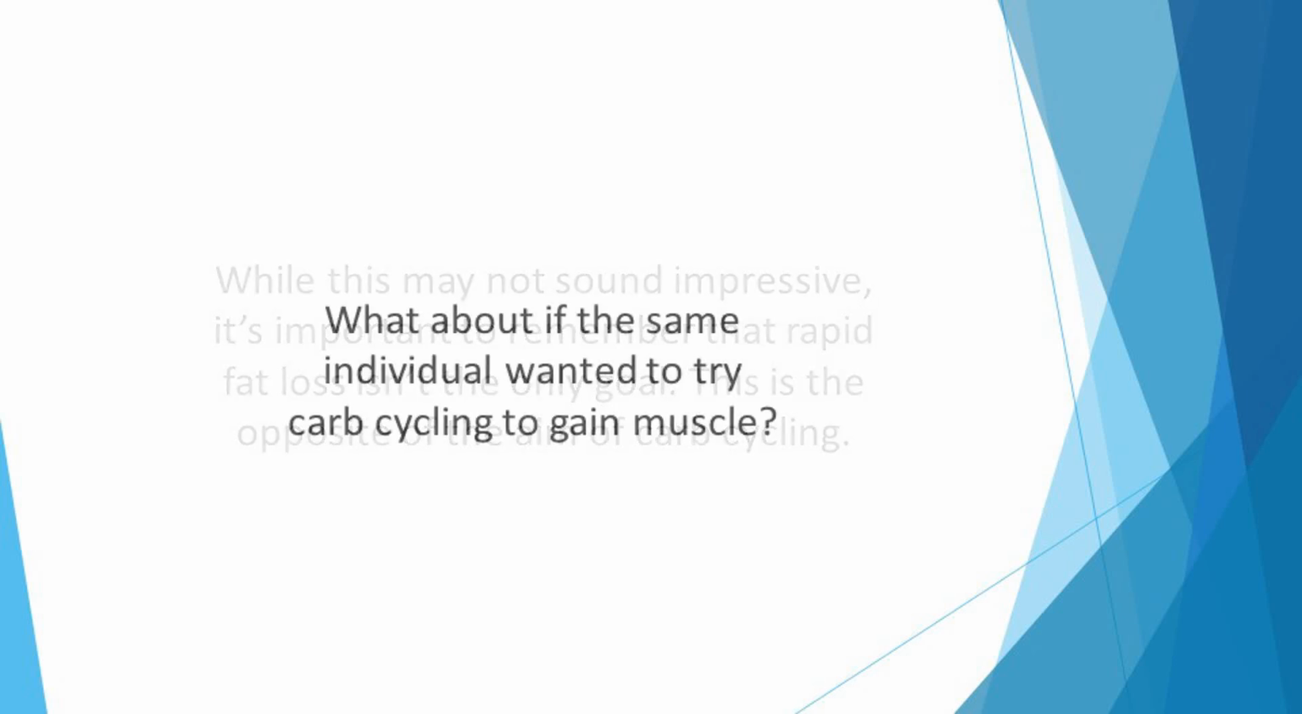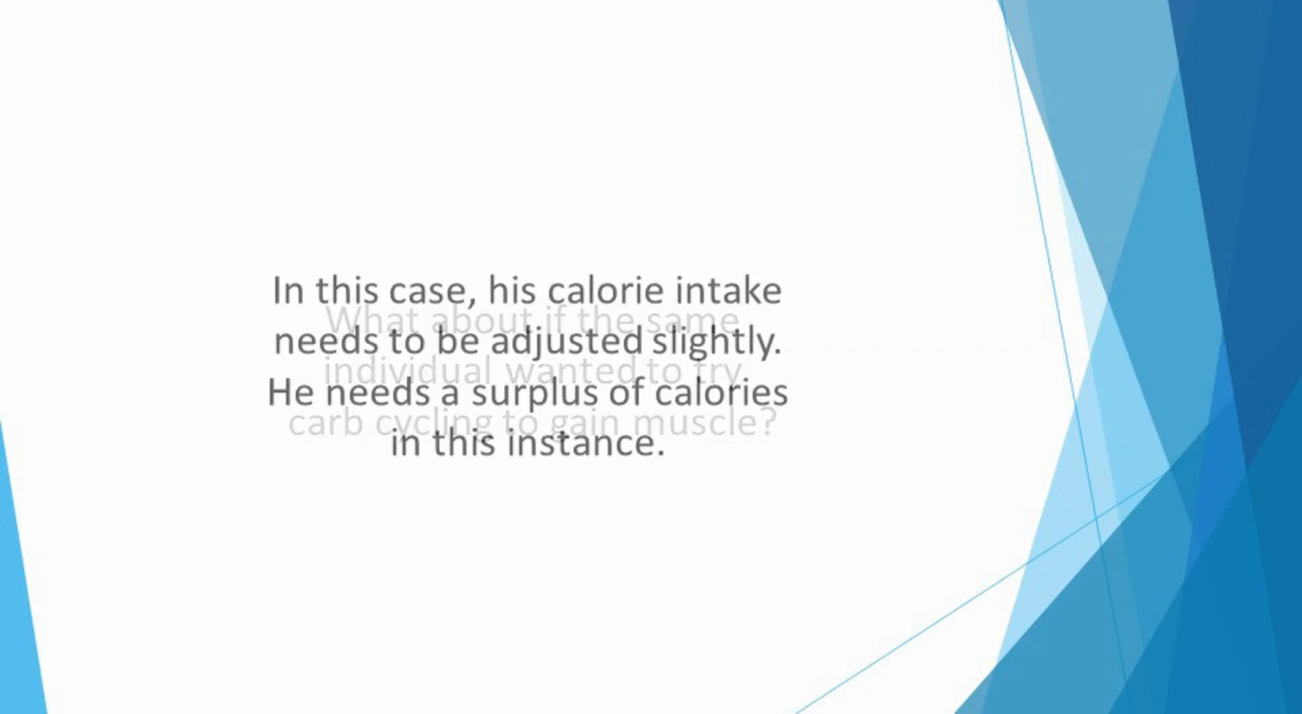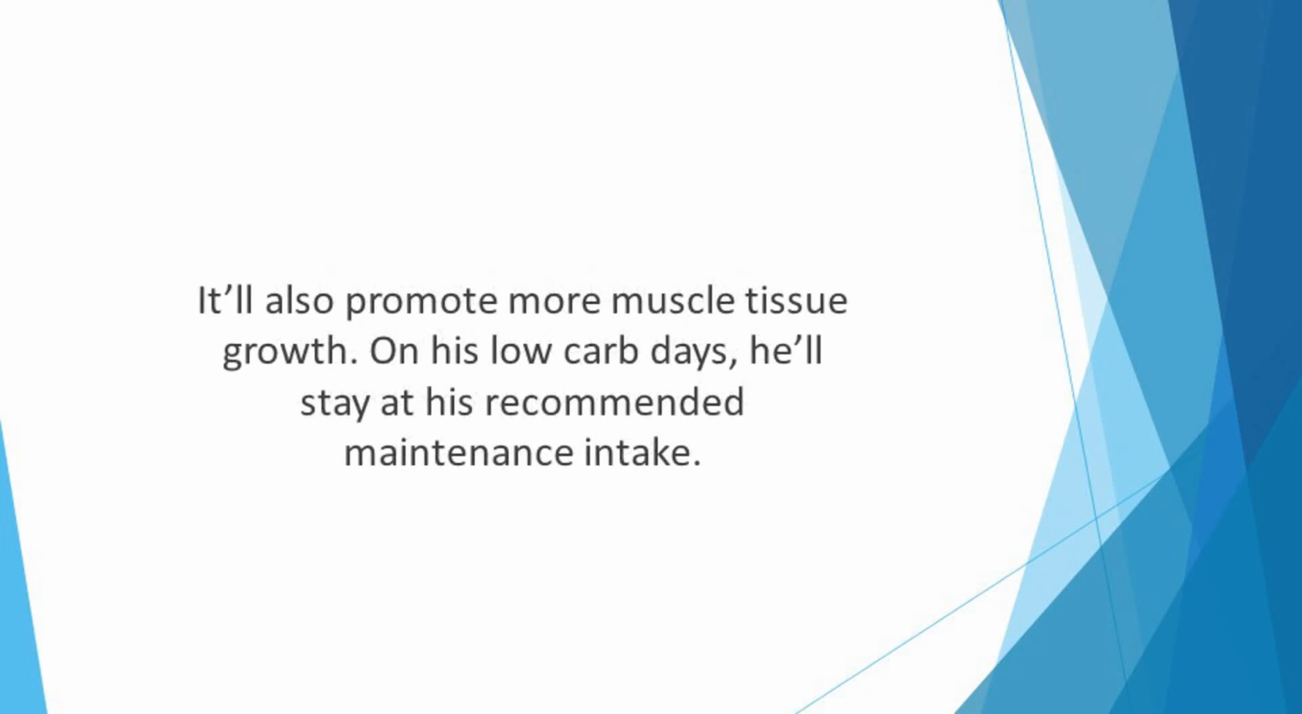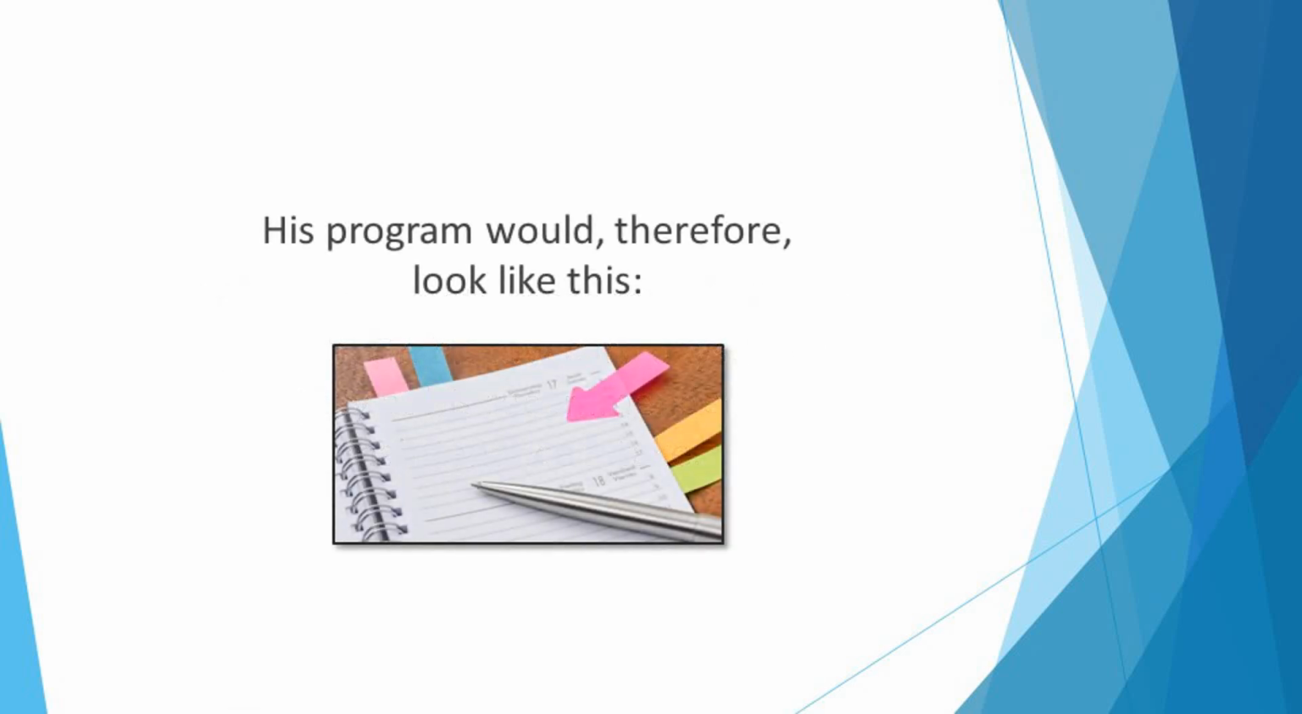What about if the same individual wanted to try carb cycling to gain muscle? In this case, his calorie intake needs to be adjusted slightly. He needs a surplus of calories in this instance. This will help him to recover after working out. It'll also promote more muscle tissue growth. His goal is to have a surplus of 300 calories on his training days. On his low-carb days, he'll stay at his recommended maintenance intake. His program would therefore look like this.